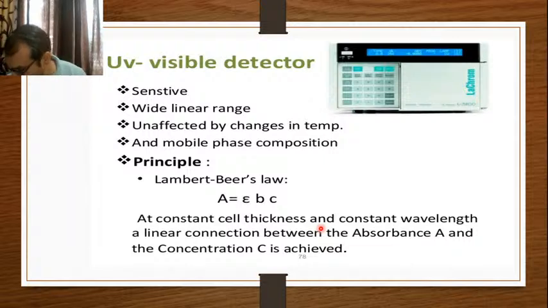Let me know if you have any question, because we are going to start with the UV visible detector system in the next session. We have 3 minutes left. If you have any doubt, you can ask me, or else we will conclude.